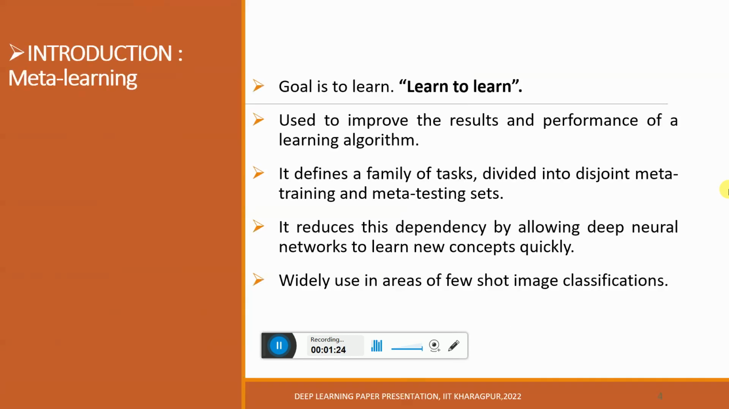This finding motivates a rethinking of the few-shot image classification benchmark and the associated role of the meta-learning algorithm. Meta-learning defines a family of tasks divided into disjoint meta-training and meta-testing sets. The challenge is that only limited data is available to adapt the model. The problem gives rise to the concept of meta-learning. The goal is to learn to learn. It is used to improve the results and performance of the learning algorithm. It basically reduces the dependency of deep neural networks on data, allowing them to learn new concepts quickly. It is widely used in the area of few-shot image classification.